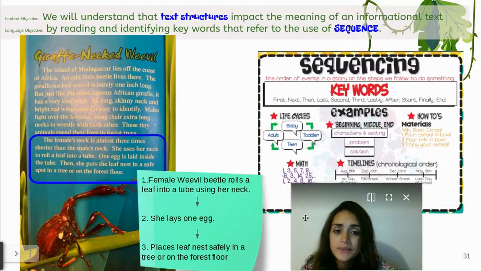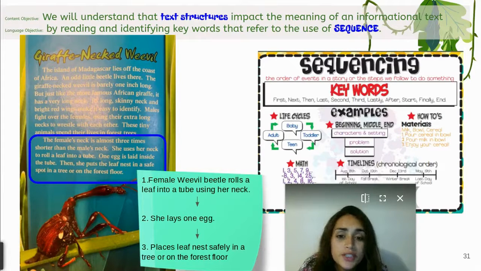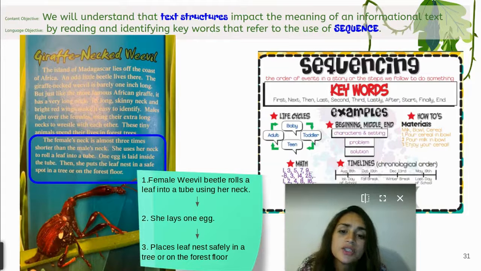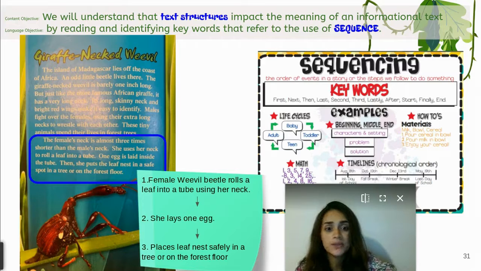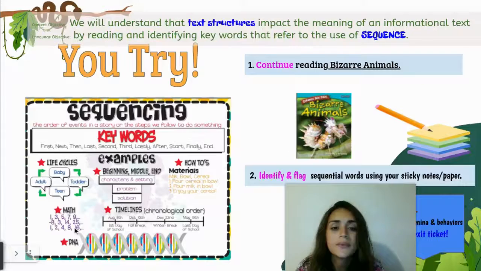So in my sticky notes, I'm going to annotate the procedures of what this female weevil beetle did. First, she rolled a leaf into a tube using her neck. Then she lays 1 egg. And afterwards, she places the leaf nest safely in a tree or on the forest floor. All of these show a how-to, or how she was able to lay her egg and safely put it in a nest. And now I would like for you to give it a try.